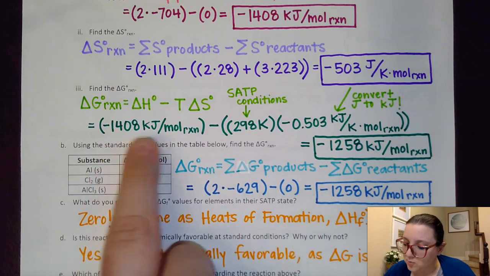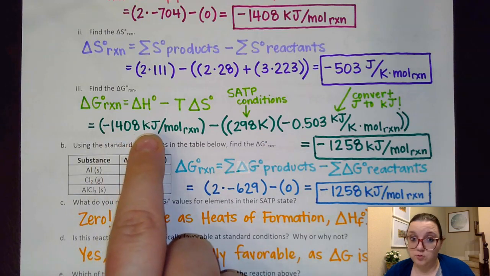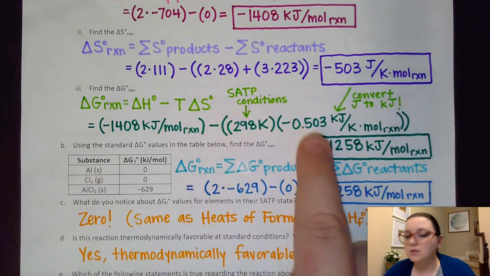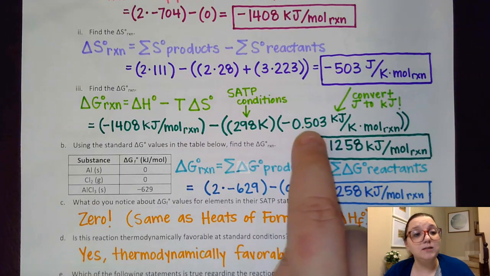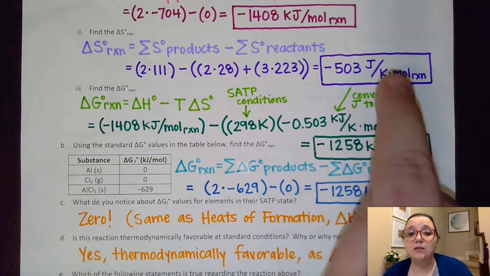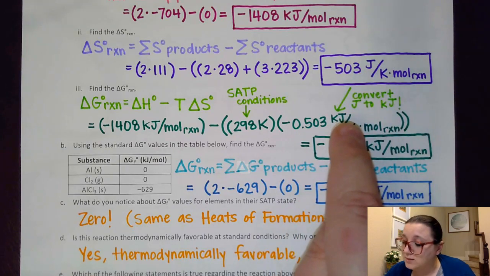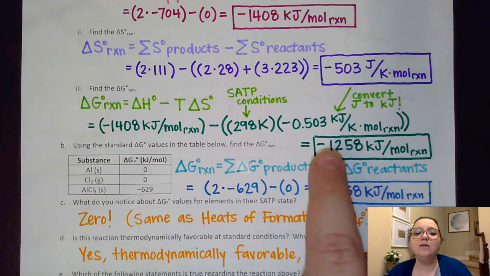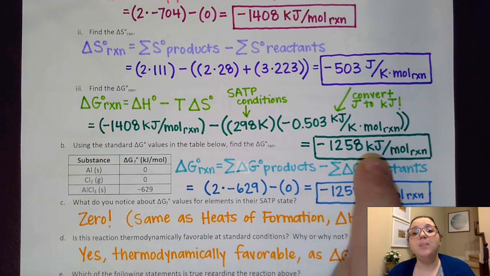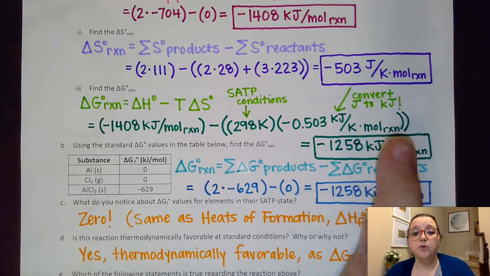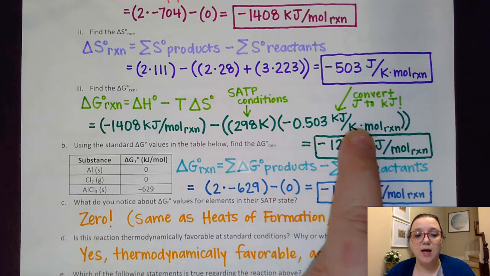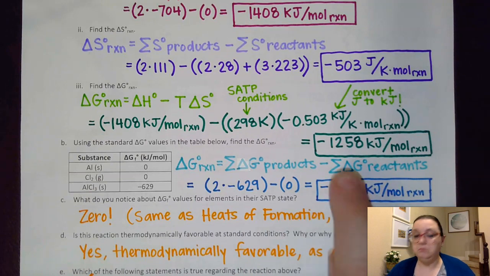However, remember, this delta H was in terms of kilojoules, but this delta S was in terms of joules. So notice when I plugged in my entropy here, I did move my decimal point over appropriately to get the joules into kilojoules. Once I get those units to all match up and I get my temperature plugged in, now I just plug into my calculator. And when I plug in all of that math, I get a value of negative 1258, and that would be in terms of kilojoules per mole of the reaction. And the unit of Kelvin would have canceled out right here.